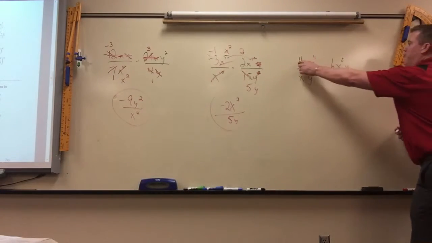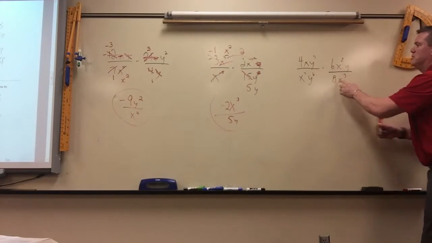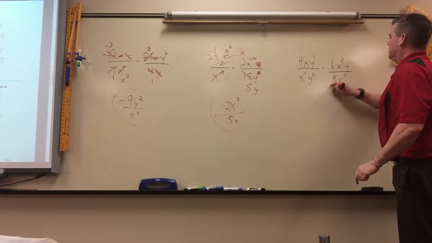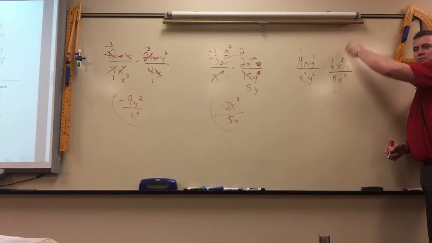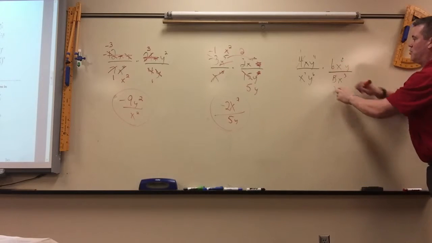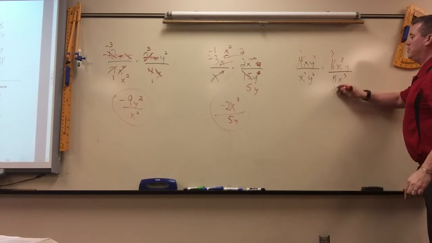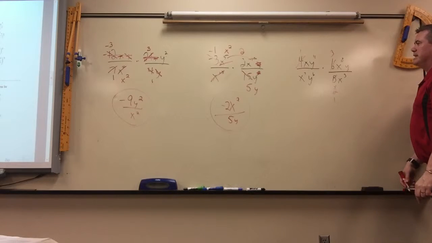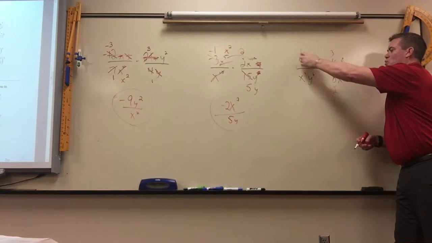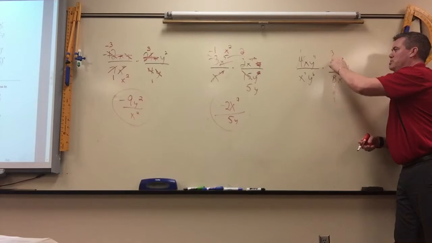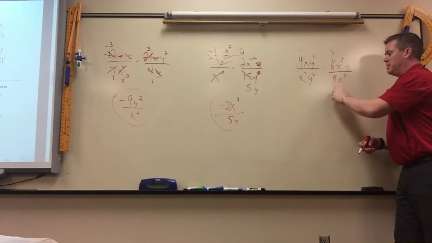This one, 4 and 8 will cross cancel. 4 goes into 8 twice. Then you can also cancel this way. 6 over 2 is 3, right? So you can cross cancel here and get 1 over 2, but then the 2 goes into the 6, so you divide both these by 2.